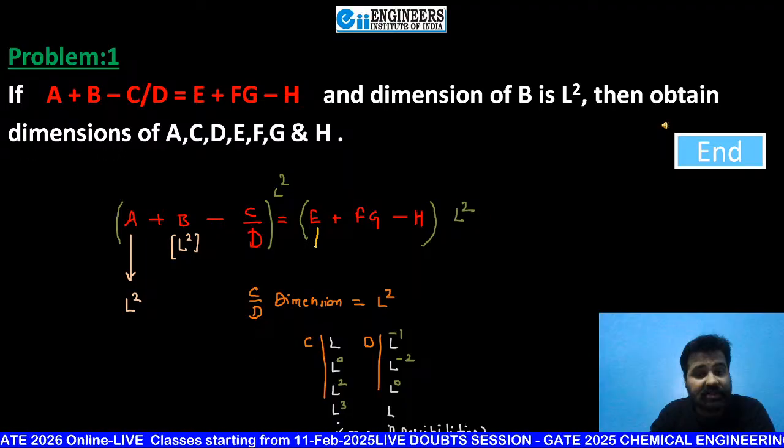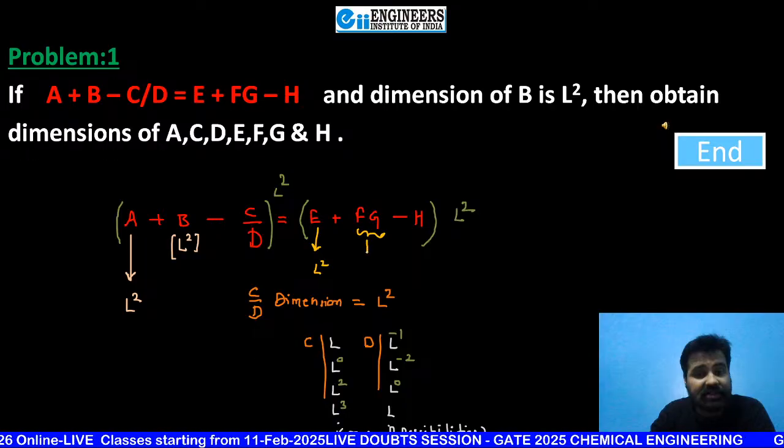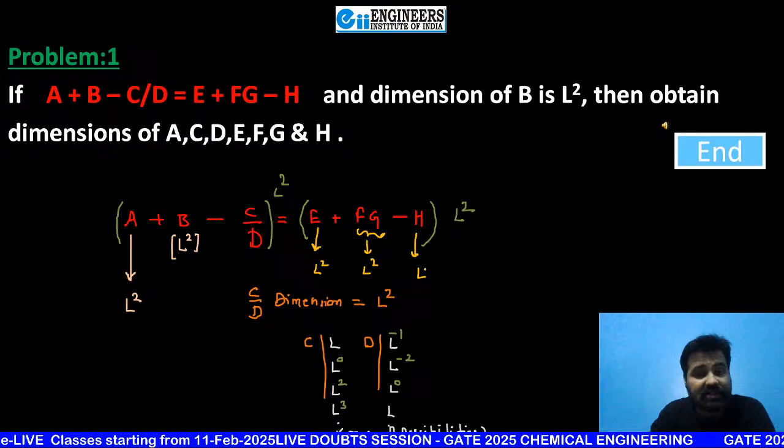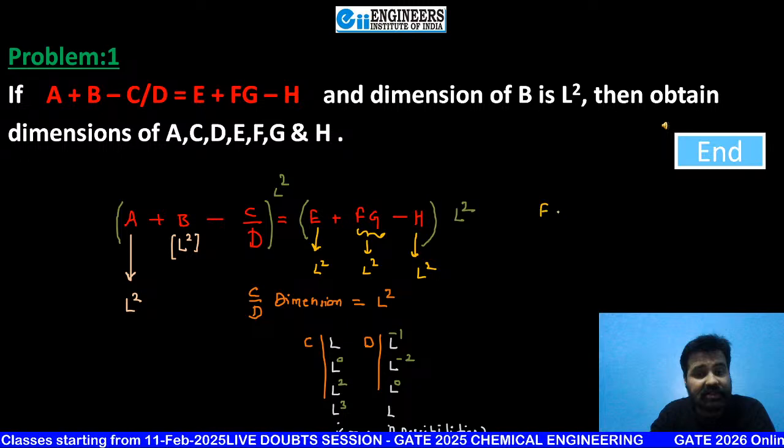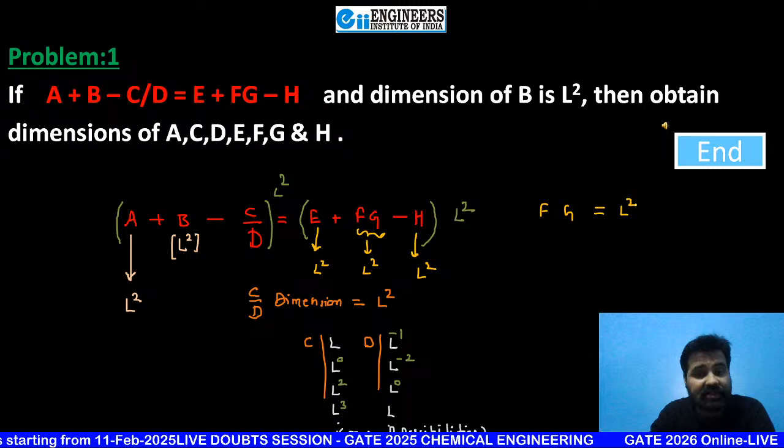dimension of this FG is L square, the dimension of this H is L square, but still my dear students here you can't tell separate dimensions of F and G. F and G whole dimension is L square, but you can't tell them separately. Yes sir, crystal clear.